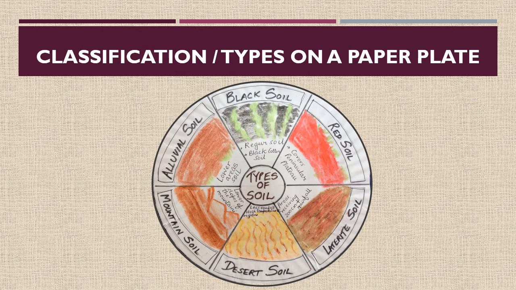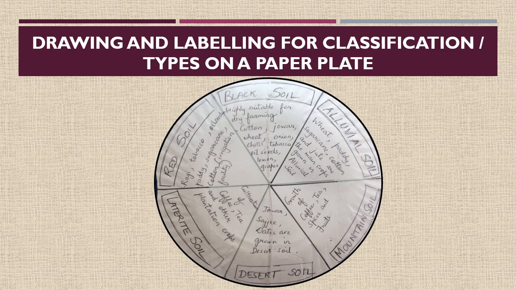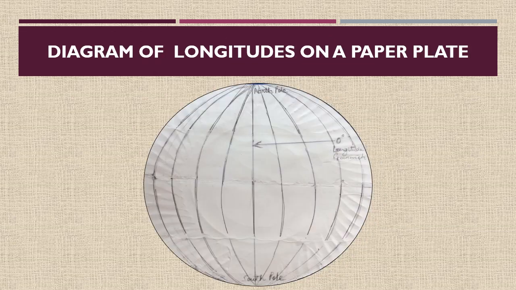A circular paper plate is helpful for dividing into 6 parts and preparing a fact file on the classification or types of soil in India. Based on the previous slide that displays the illustrated paper plate with 6 different types of soil, further description of each type of soil with examples of crops grown in it can be written in each part.